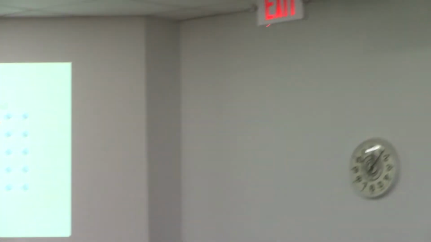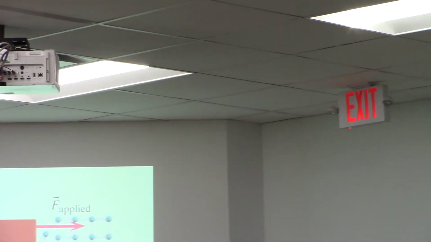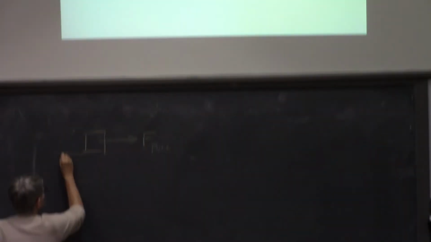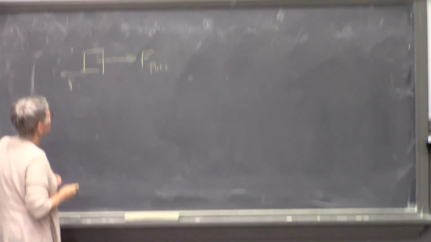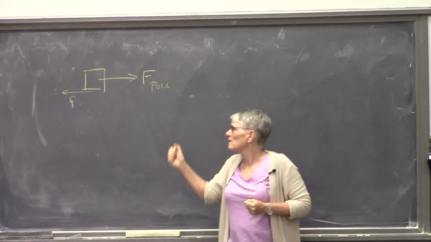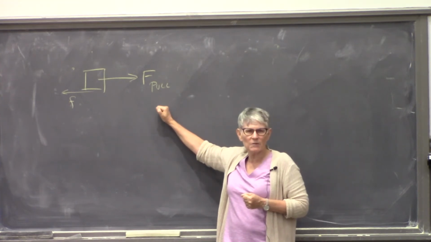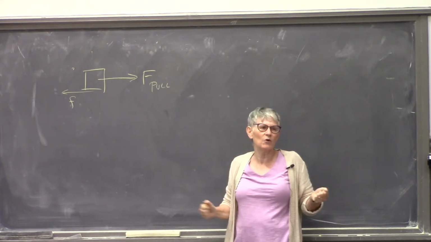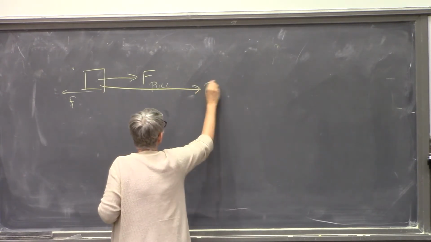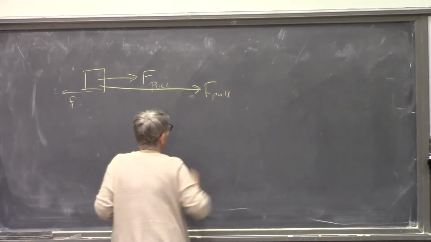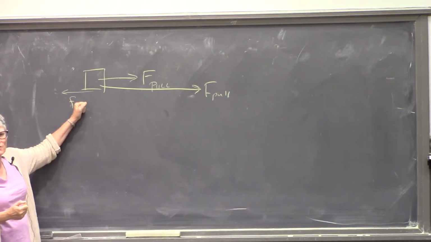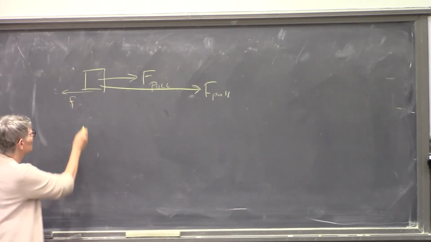So we pull with some force. We have this friction force going backwards. The block's not moving yet. So we're going to pull a little harder, okay? So we pull a little harder. The block still doesn't move, but what has to be true about this friction force? It got bigger too, didn't it?